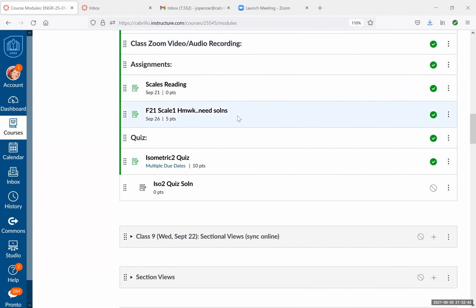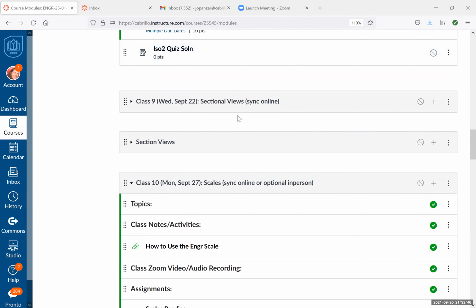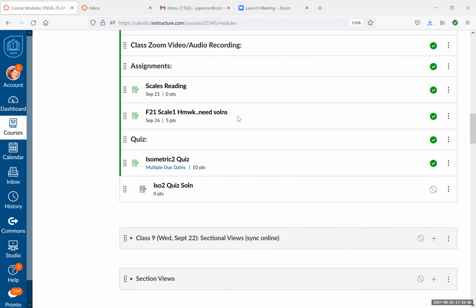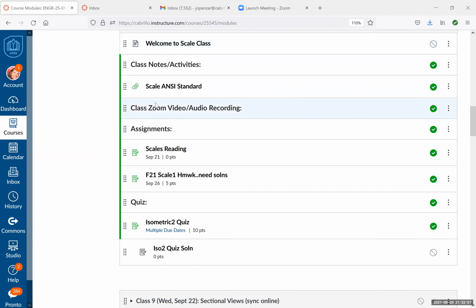Hey, Gillian. So we're doing scales today, and then we're going to do scales again next Monday. And if you are having difficulty today or on the homework, then I definitely want to encourage you to come to class next Monday. So we're going to be looking at the ANSI standards at scales.